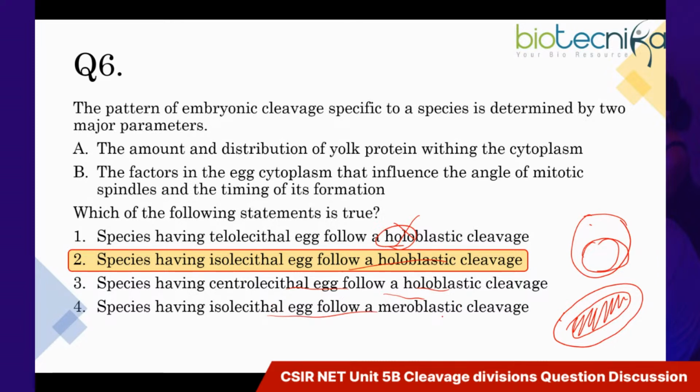Telolecithal and centrolecithal eggs follow a meroblastic cleavage. Isolecithal eggs have very little yolk, which is distributed equally. So why will they undergo incomplete division? No, they undergo complete division.